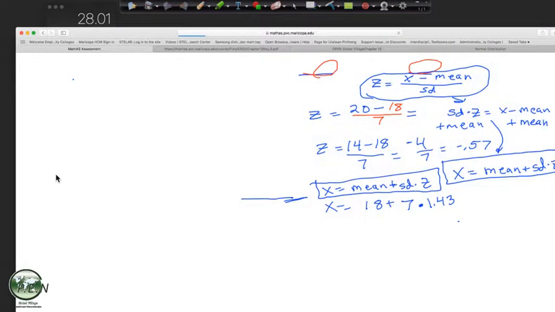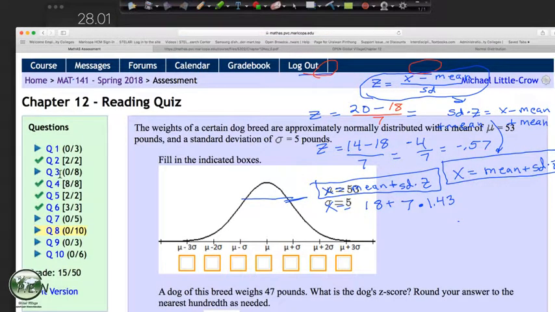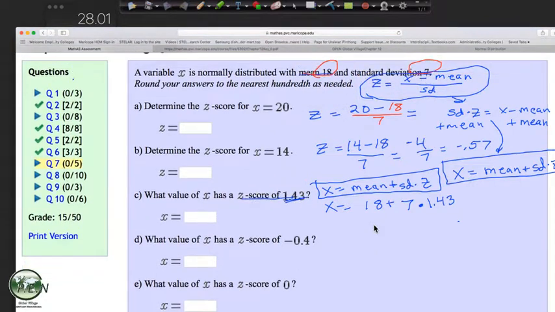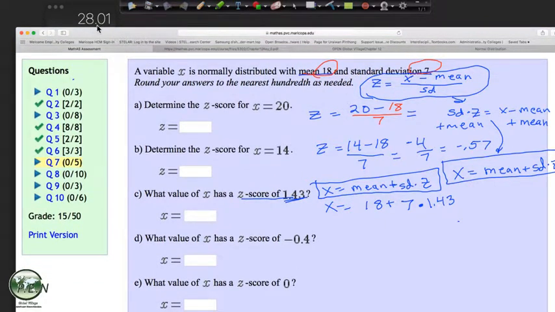Would you plug in 0 like you would the decimals? Yes. What was the answer to that? X equals. Oops, it's gone. I got 28.01. Yeah, 18 plus 7 times 1.43. So you have to do the multiplication part first, and then add the 18.